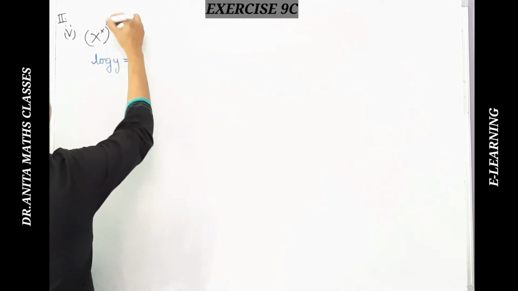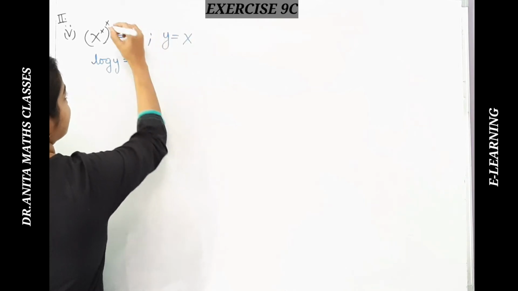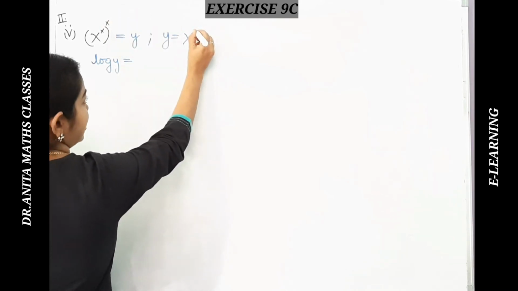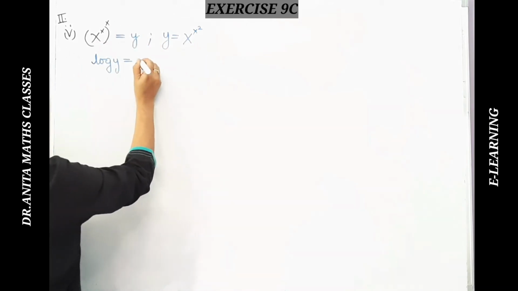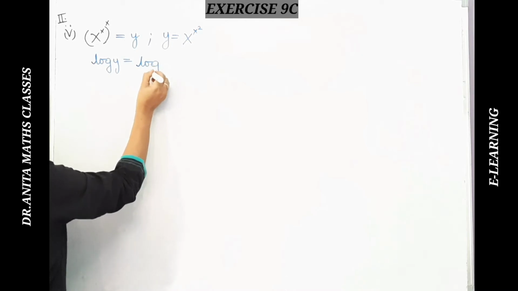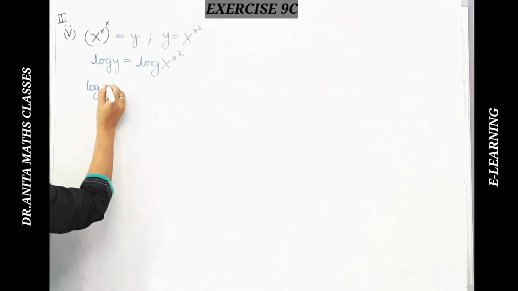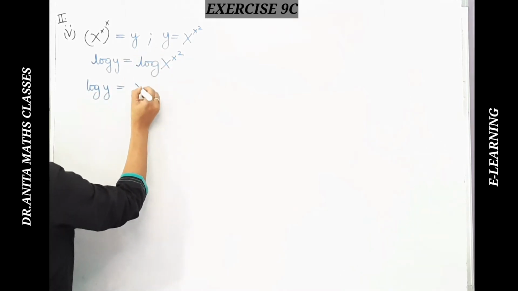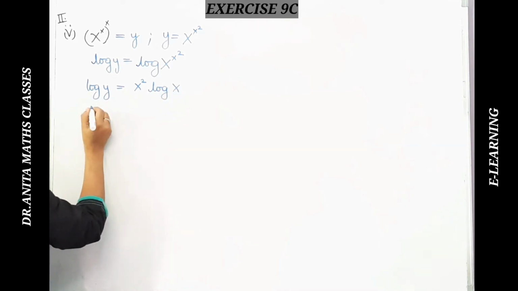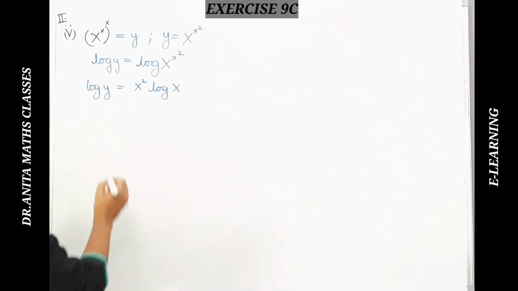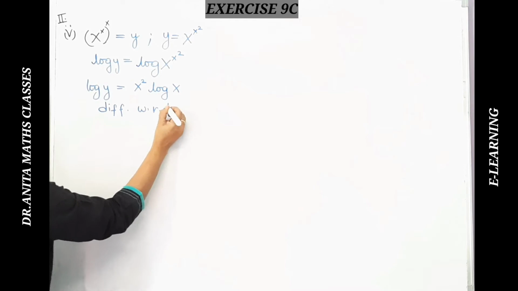equals, we can write this as x raised to the power of x into x, that comes to x squared. Exponential form. Here we will do log of x raised to the power of x squared. So in logarithm, when there is a power, it comes before, that is the power is x squared, so x squared log x. Now we will differentiate with respect to x here.